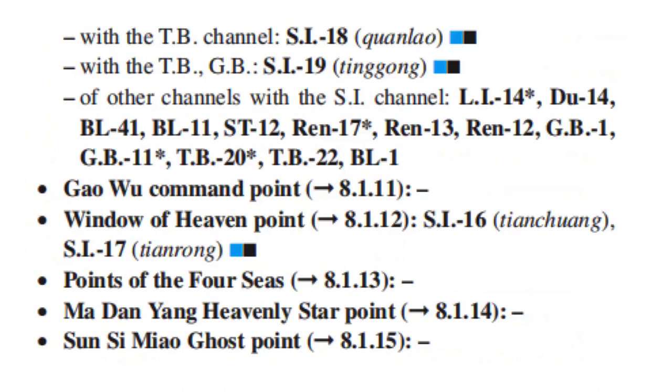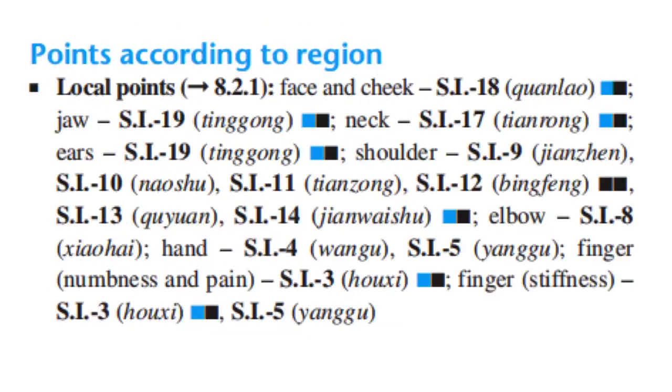Of other channels with the SI channel, LI14, DU14, bladder 41, bladder 11, stomach 12, REN 17, REN 13, REN 12, GB1, GB11, TB20, TB22, bladder 1. Window of heaven point, SI16 and SI17, points of the 4 Cs. Heavenly star point or the Sun Si Miao ghost point is the local.